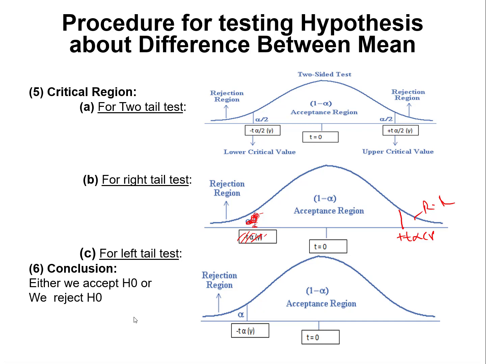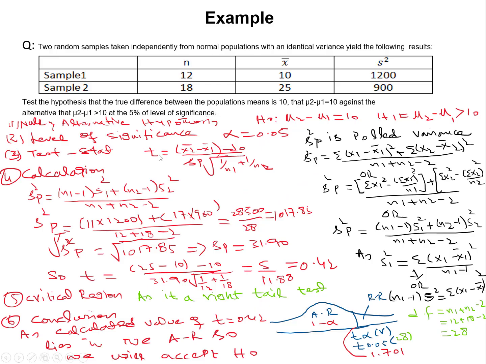So in order to further clarify the meaning of this, I am just going to discuss a very simple example. For example, two random samples taken independently from normal populations with an identical variance yield the following result. N1 is 12, N2 is 18. The average of the first sample is 10, the average of the second sample is 25, the variance of the first sample is 1200, and the variance of the second sample is 900.